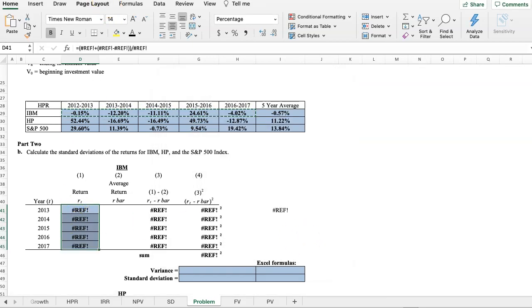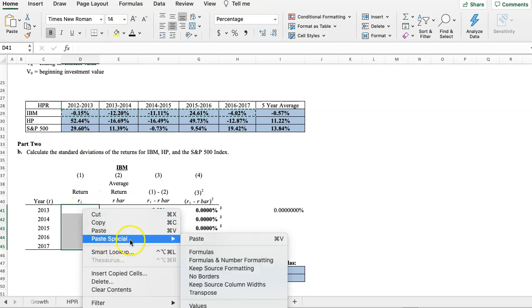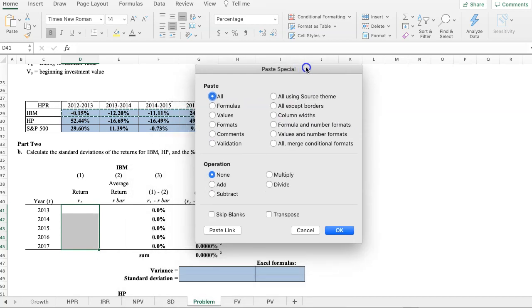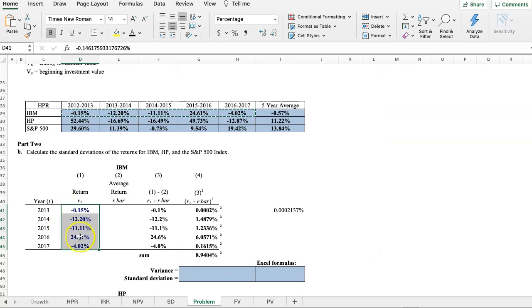So what I'm going to do is paste special. I'm going to transpose, but I'm going to bring in just the values. The values and number formats I'm going to bring in, not the formulas. So that way I lose the formulas. That way it won't get those hashtag references. So it's just an easy way to go from horizontal to vertical in a copy.